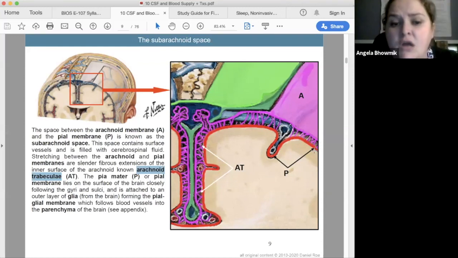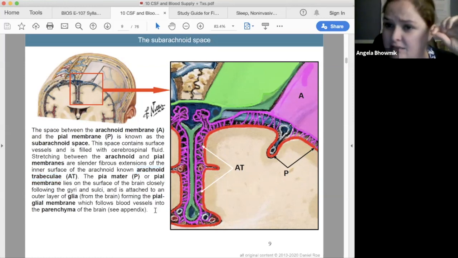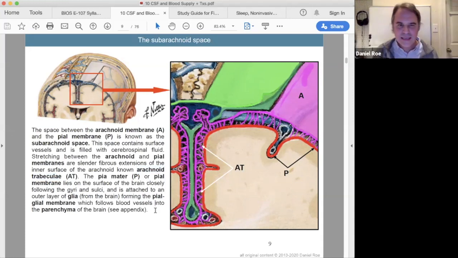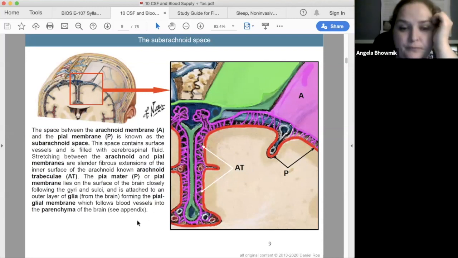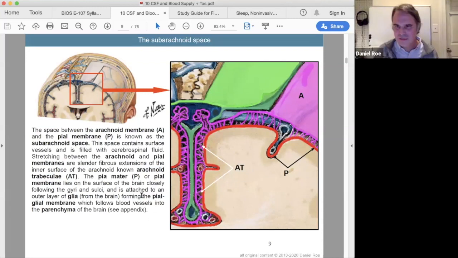Dr. Rell, is the arachnoid trabeculae formed similar to the trabecular meshwork around the eye? Is that why they call it that? I think it's referring to the same structure. They're just web-like structures. Oh, okay. That's kind of how anatomy terms work.